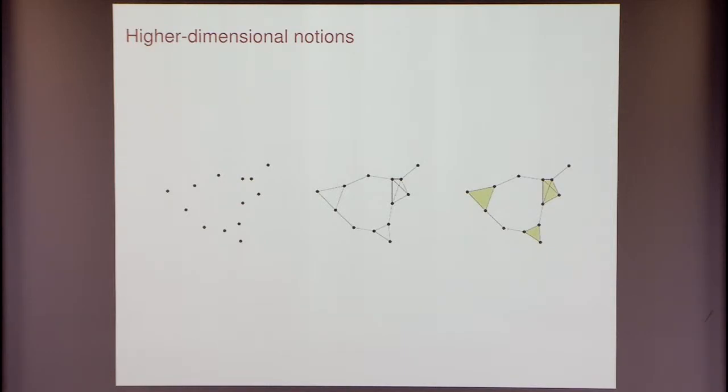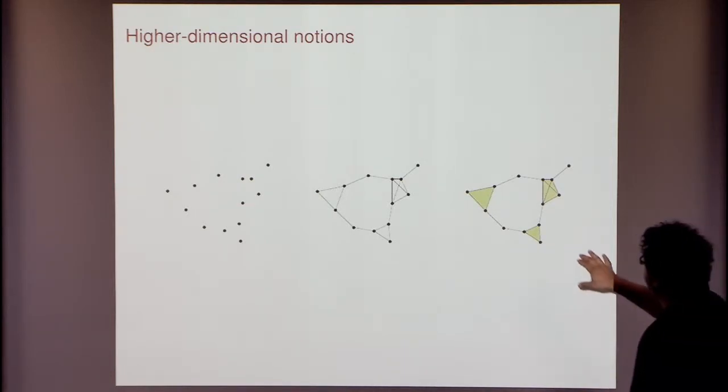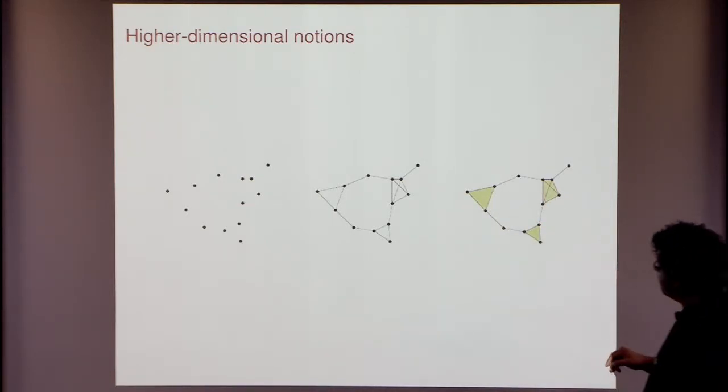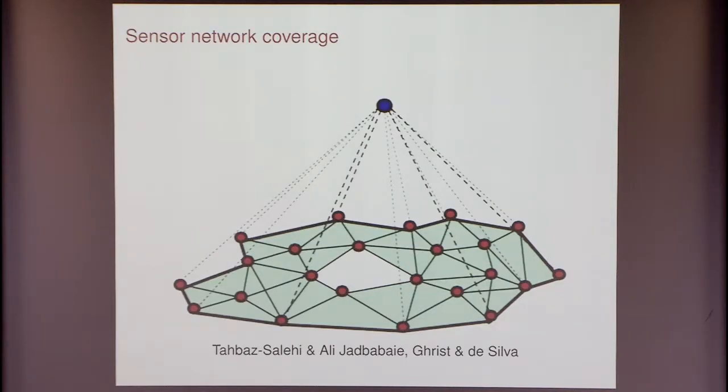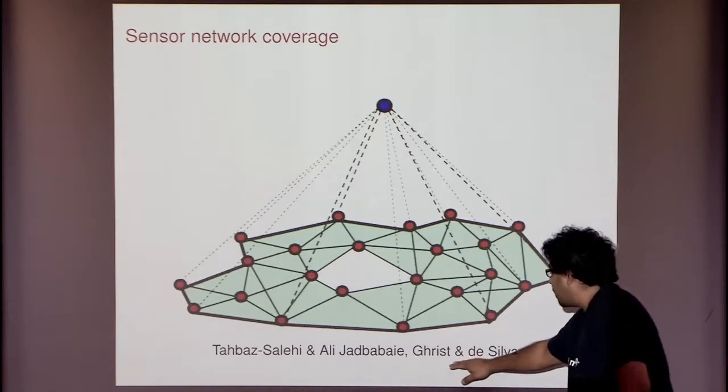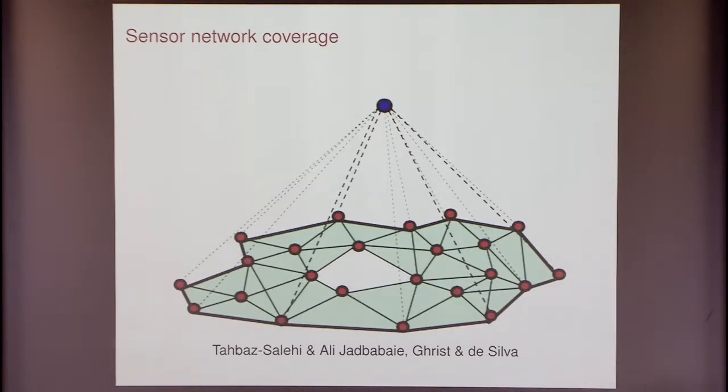Okay. So this is what I was just saying. We're going to try to move from graphs to simplicial complexes. So you might have triangles, tetrahedrons, and so on and so forth. And one reasonable question is why? Here's a problem. This is a sensor network coverage problem. And these are problems that some people in algebraic topology have been looking at. Rob Ghrist and Vin de Silva have done some very nice theory on this.